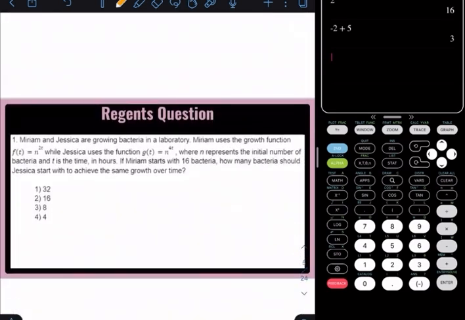It says, Miriam and Jessica are growing bacteria in a laboratory. Miriam uses the growth function f of t equals n times 2 to the t power. Then Jessica uses the function g of t equals n times 4 to the t power, where n is the initial number of bacteria and t is the time in hours. If Miriam starts with 16 bacteria, how many bacteria should Jessica start with to achieve the same results?